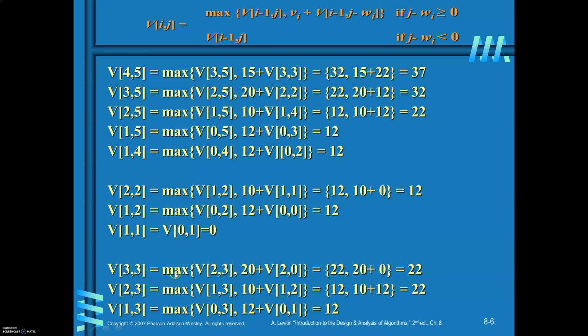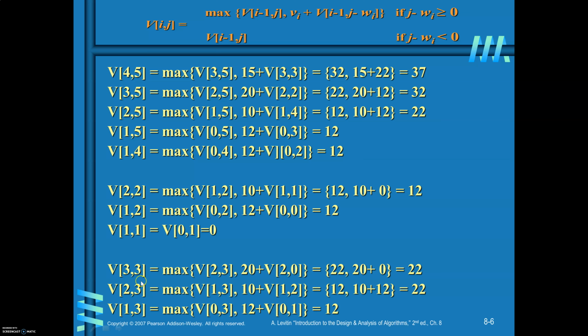Then in order to find out V33, you need to know what is V23. V23 can be found like this. Max of V13, or 10 plus V12. Then V13 can be found like this. So once you got the value for V13 and V12, substitute those values, that is V23 is 22, V33 is 22. Substitute that value here. So V35 is 32.